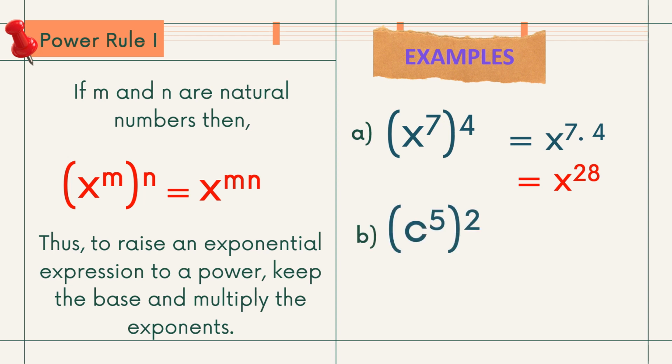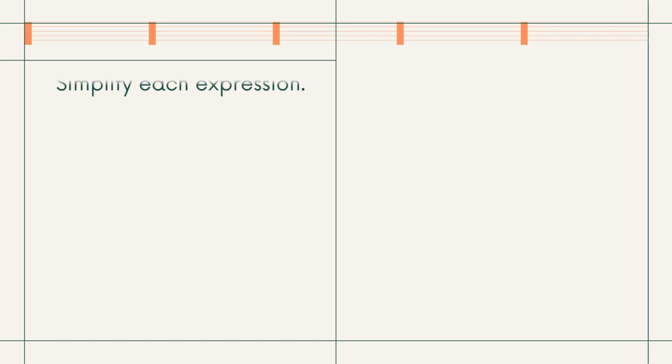Another example, c to the 5th raised to the power of 2. This is equal to c raised to the power of 5 times 2. And what is the answer? Alright, it is equal to c raised to the power of 10. Okay, to understand further the third property of exponent, which is the power rule 1, multiplying power by another power, let's do some exercises. Simplify each expression.